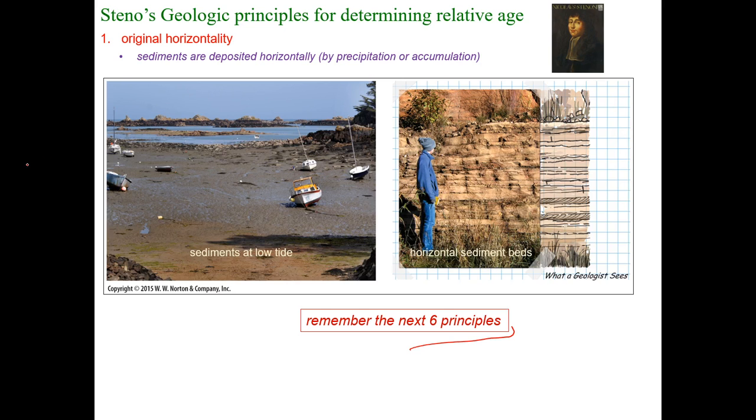So sediments get laid down. For example, here's sediments in a tidal area. They all got laid down. You'll notice that they get laid down horizontally, right? They get laid down in a basin horizontally. So when we find rocks in the stratigraphic sequences, they're laid down in these horizontal layers. The reason it's called original horizontality is because that's how they are laid down originally.